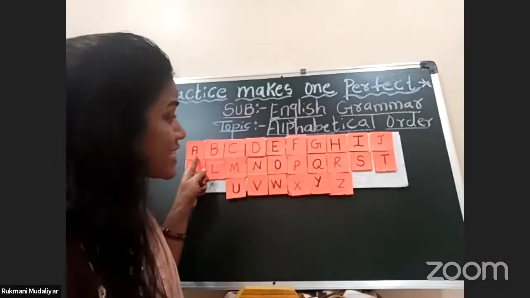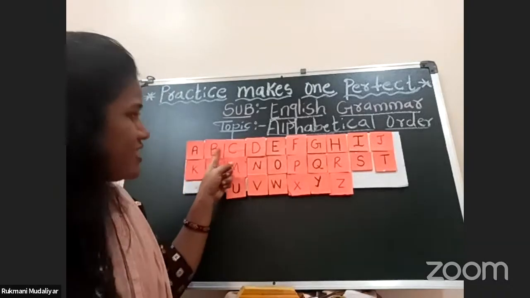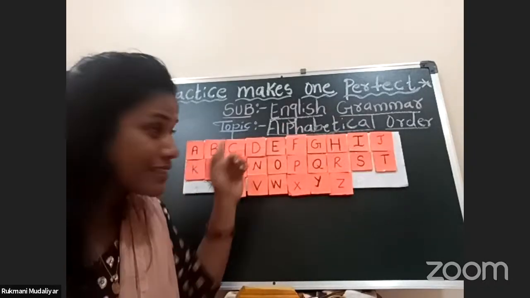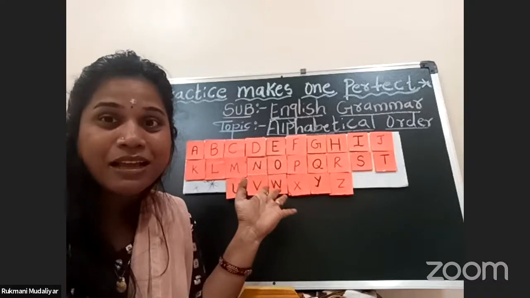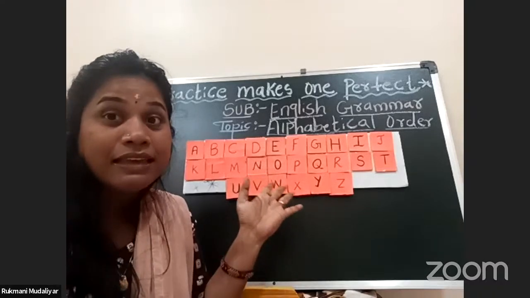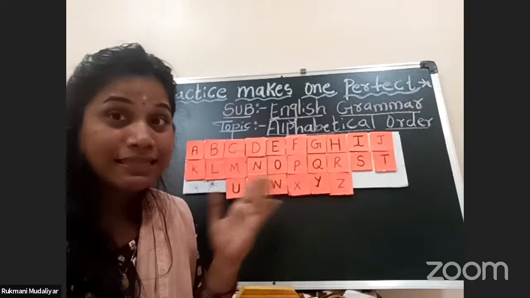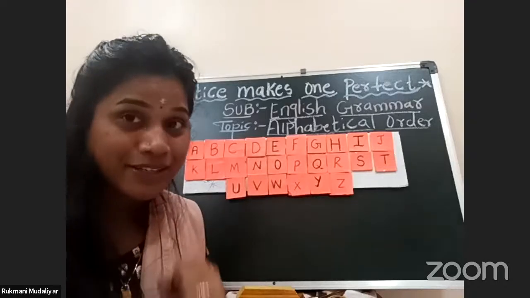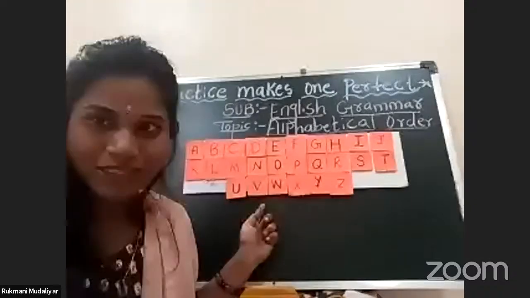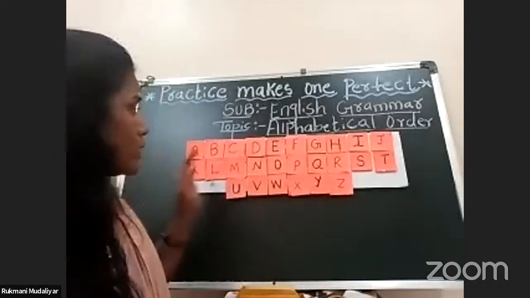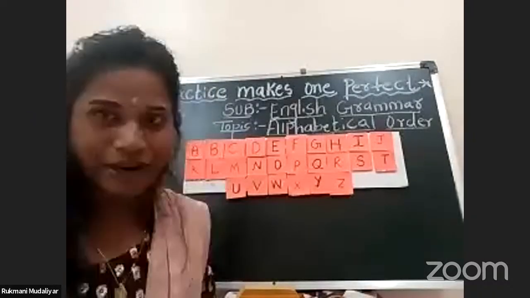Okay, children, these letters, letter A, letter B, letter C, letter D, you all know, children, how many letters are there in this alphabet? Can you tell me the answer? They are all together 26 letters. How many letters? 26 letters. Okay, so all these letters, we call it the alphabet.